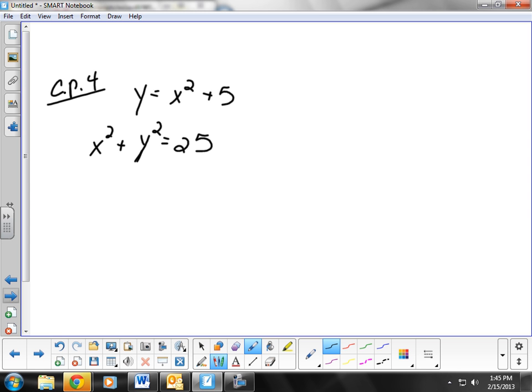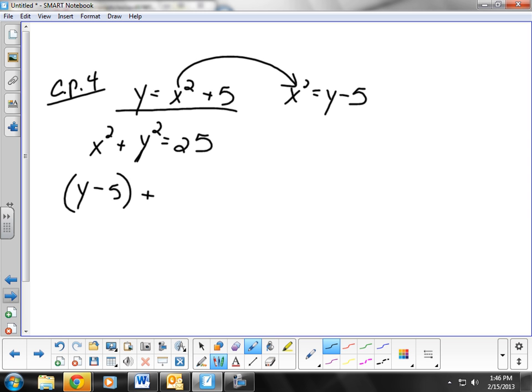So if I take this one, I could make this x squared equal to y minus 5. Then where this x squared is, I could just replace it with y minus 5. I'm being sneaky, so I have less work. I took this equation and solved it for x squared. See it? I subtracted the 5 and put it up there with the y.